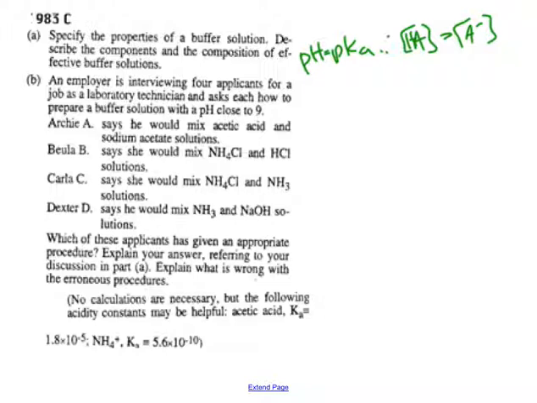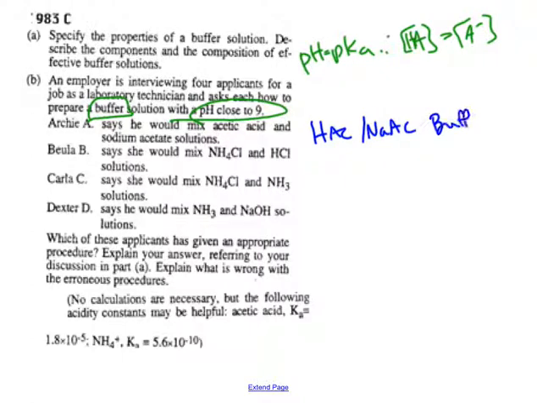All right, so now you're about to interview 4 people for a job at a lab as a lab tech. And you tell them, all right, guys, I need you to tell me what you would use to make a buffer solution that has a pH close to 9. So let's go through and look at each of them and see what they did. Archie A says he would mix acetic acid and sodium acetate. Is that a buffer? Yeah, that's a buffer. So he made a buffer.